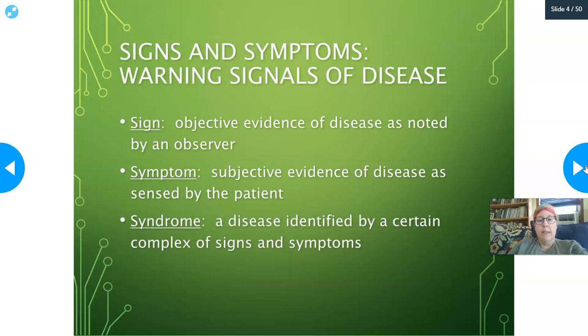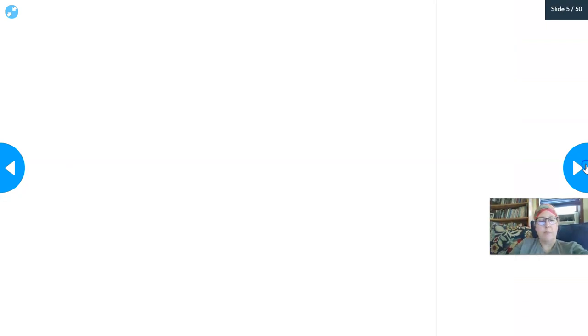And then the syndrome is a disease that's identified by a certain complex of signs and symptoms. So it's really when you put these signs and symptoms together, it points towards something. The one that's easily recognizable is the flu syndrome. So the achiness, tiredness, fever, the body aches, but then maybe some congestion, some coughing, sore throat, all of that. You take all of those together and you may think, oh, this is flu-like. Maybe I have the flu, right? So that would be a syndrome.